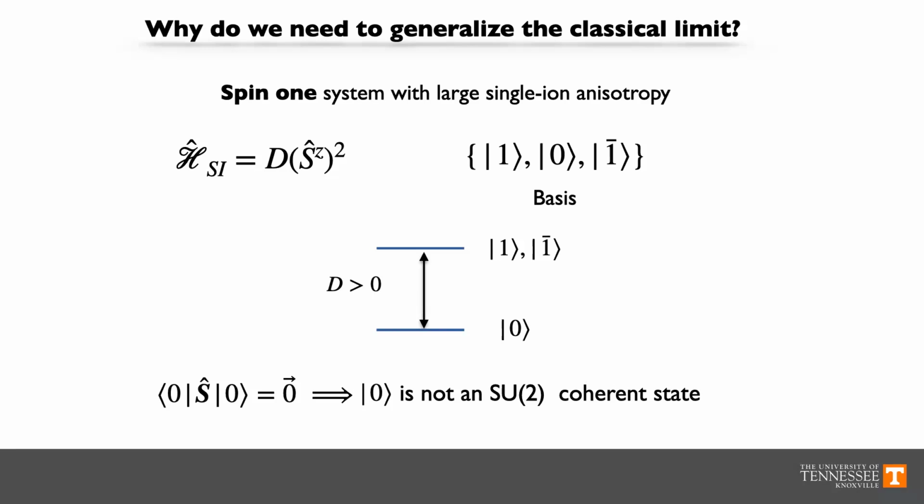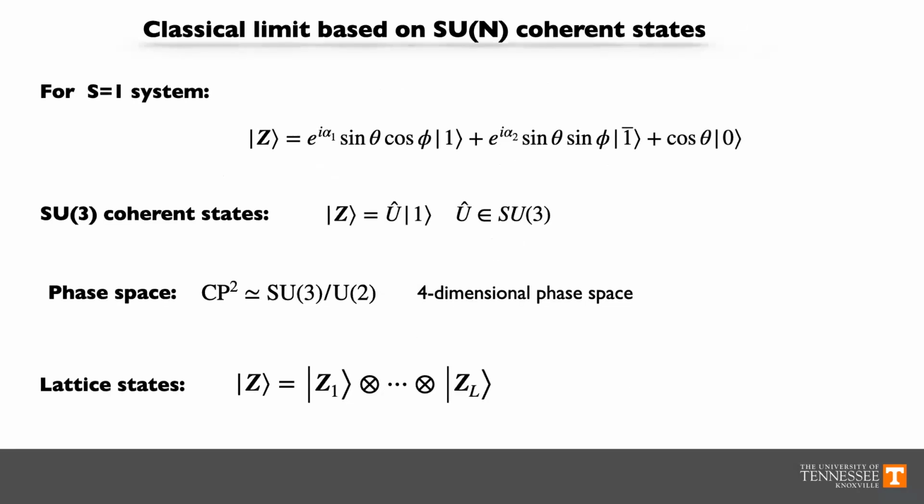So what do we do in a case like this one, where clearly we don't have a classical counterpart in terms of coherent states of SU(2)? Well, what we have to do is recognize that, if we have a spin 1 system, the most general state is an arbitrary linear combination of 1, minus 1, and 0. That arbitrary linear combination is parameterized by 4 real parameters, because generally it would be 3 complex numbers, but we can eliminate 1 through normalization and phase.